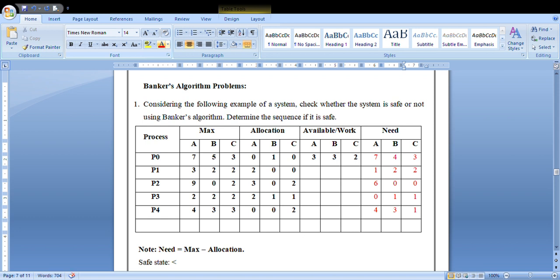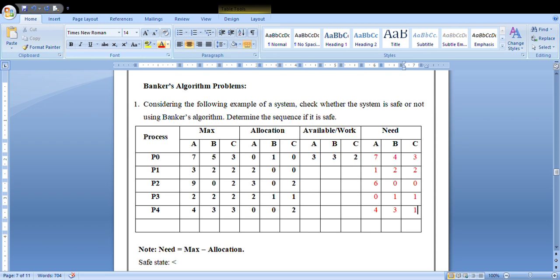This is your need value. Hope you all understood how to calculate the need value for each and every process. You just have to apply the formula, that is max minus allocation. If you apply that formula for each and every resource, you will get the value. So this is the need value of each and every process.